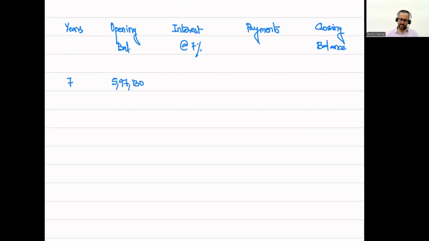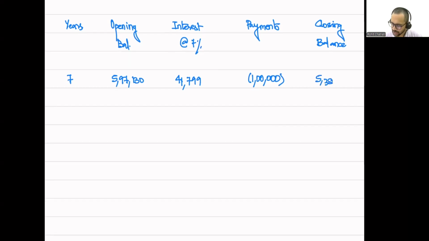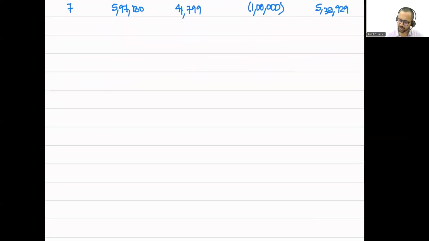5,97,130 multiplied by 7% will be the interest. I'm skipping the decimals. 41,799. I have payment which is equal to 1 lakh. Remember, we didn't modify the payment, so it's going to be payment of 1 lakh. The closing balance will be 597,130 plus 41,799 less 1 lakh rupees, which is 5,38,929.